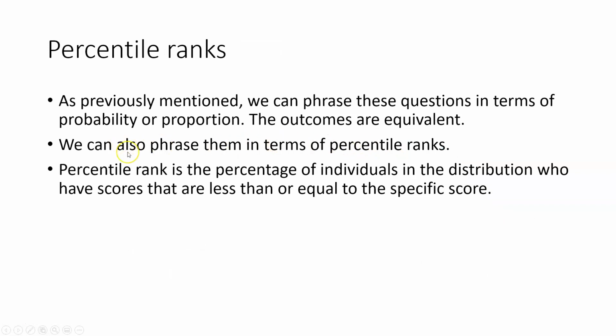As previously mentioned, we can phrase these questions in terms of probability or proportion, and the outcomes are equivalent. We can also phrase them in terms of percentile ranks. Percentile rank is the percentage of individuals in the distribution who have scores that are less than or equal to the specific score you're interested in.